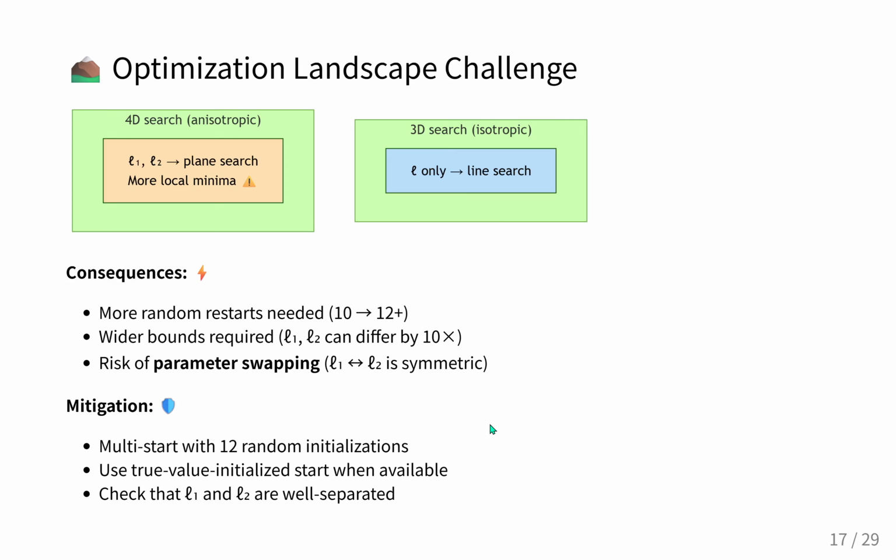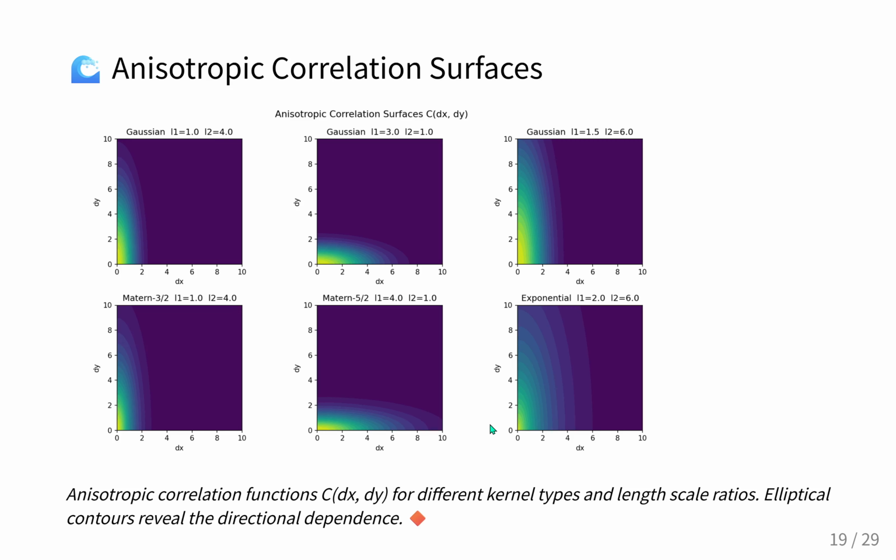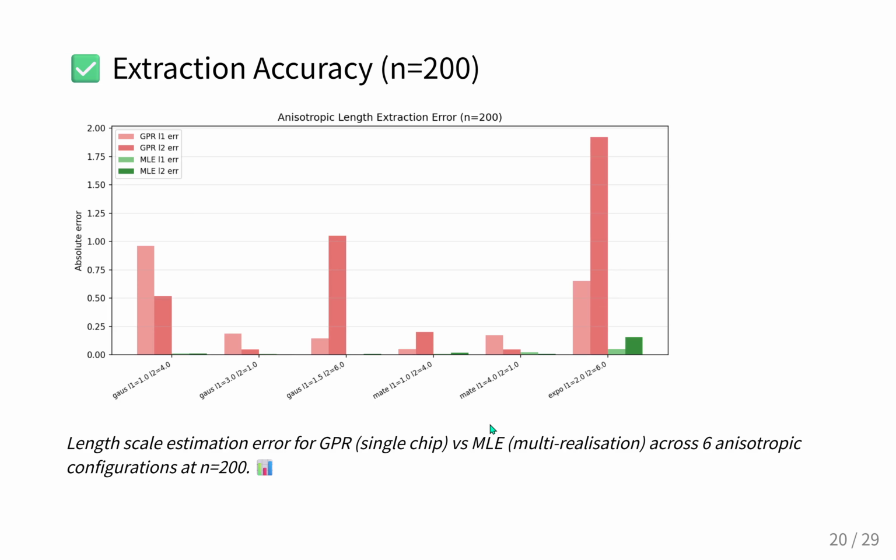The extraction accuracy of the new algorithm was staggering. When they ran the simulations with a sample size of 200 data points, both the X and Y correlation lengths were recovered with less than 1% error when using the Gaussian and Matern kernels. Less than 1%. Yeah. Even with an exponential kernel, the error was only around 3 to 5%. The algorithm successfully found the hidden grain almost perfectly.